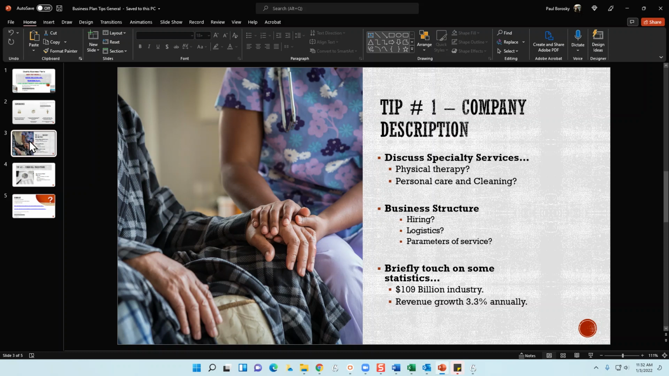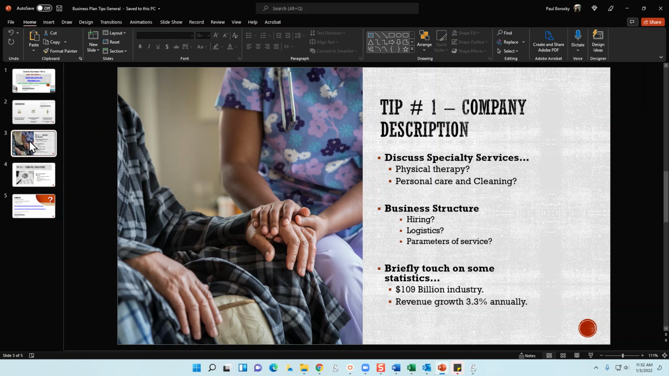Every healthcare agency for home care that I've ever worked with, there's always a parameter. They will do X, Y, and Z, but they do not do A, B, and C. So make sure you talk about what you do and what you don't do. Don't just say I do this. Make sure you say I don't do this as well. Especially for the home healthcare industry, it is critical to set the reader's expectations.